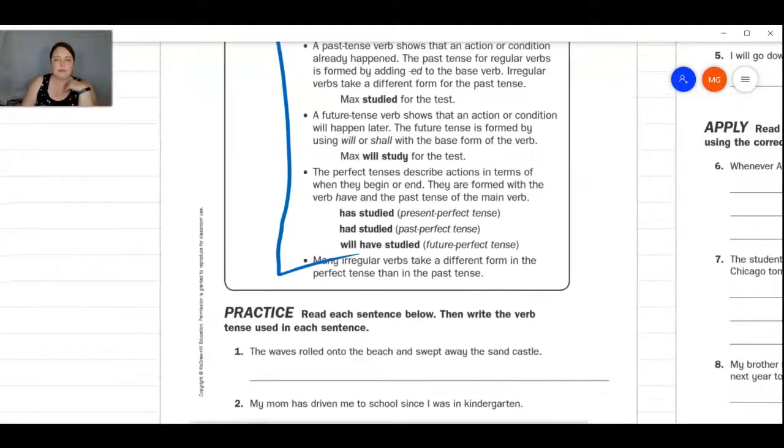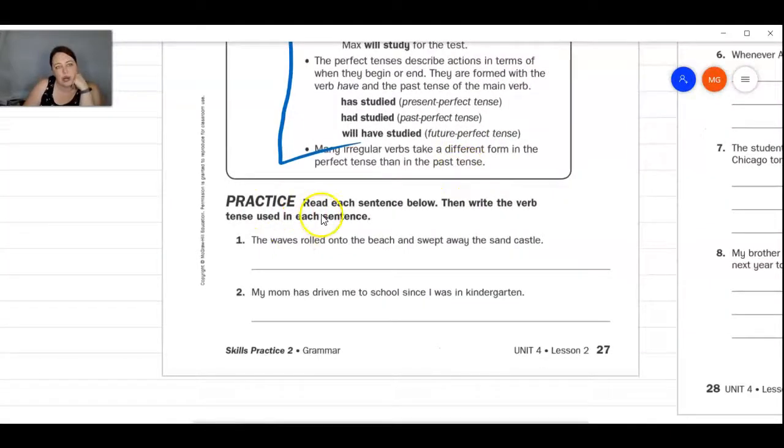Now, the directions are: read each sentence below, then write the verb tense used in each sentence. So I just need to find the verb and write the tense. The waves rolled onto the beach and swept away the sandcastle. This is a verb. This is a verb. I've got two verbs, and both of them are in the same tense. Notice I've got the "ed." When it is in the "ed" tense, we've got past.